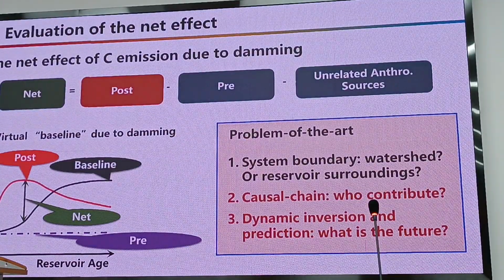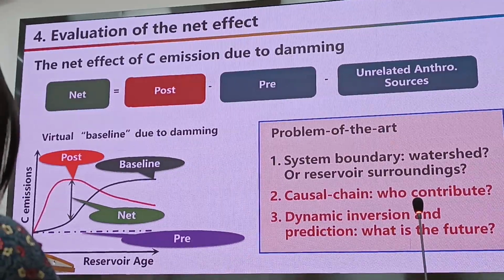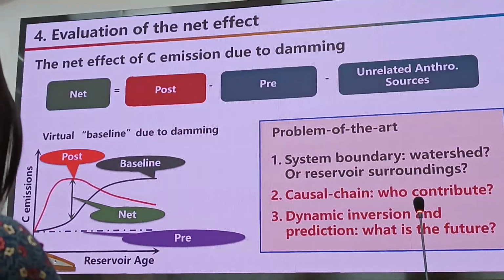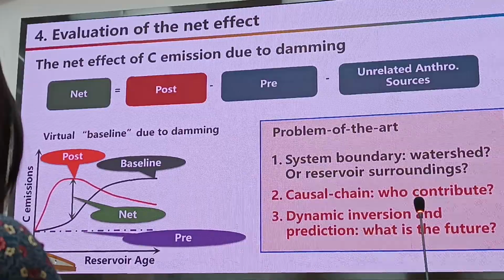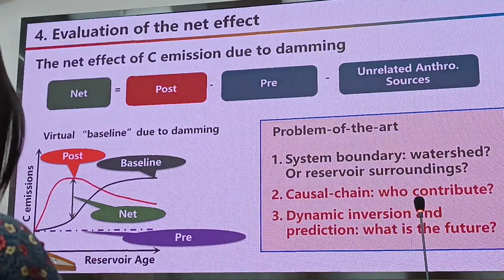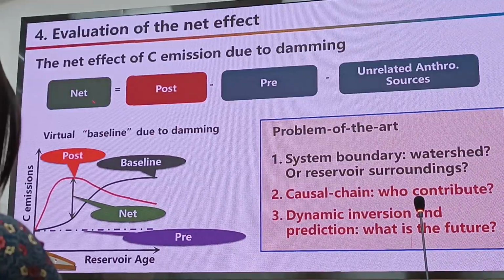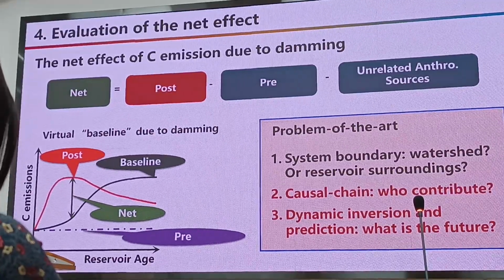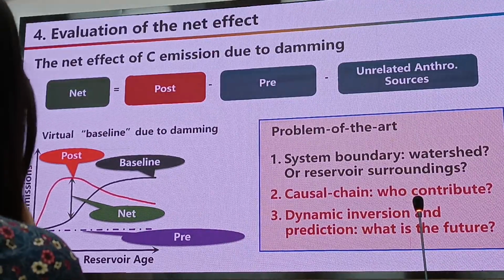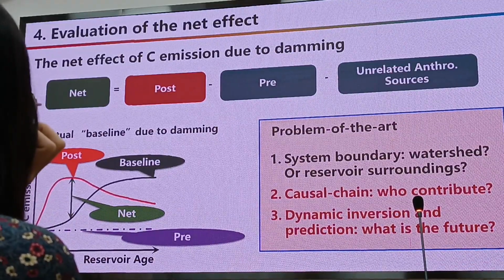After that, we try to think about how to evaluate the net, because the gross emission doesn't mean anything. You have to think about how many emissions there used to be. So for the net effect, with the International Hydropower Association, IHA, and IPCC, we proposed the conceptual framework of the net carbon emissions due to damming. The net means the post-impoundment emission after the damming, excluding the pre-impoundment emission and excluding unrelated anthropogenic sources.